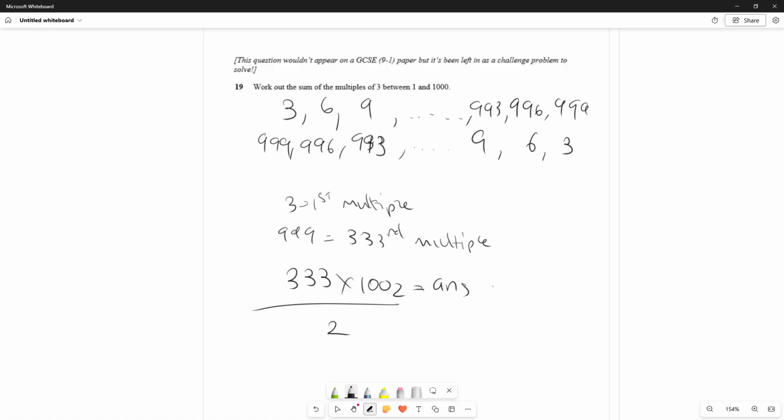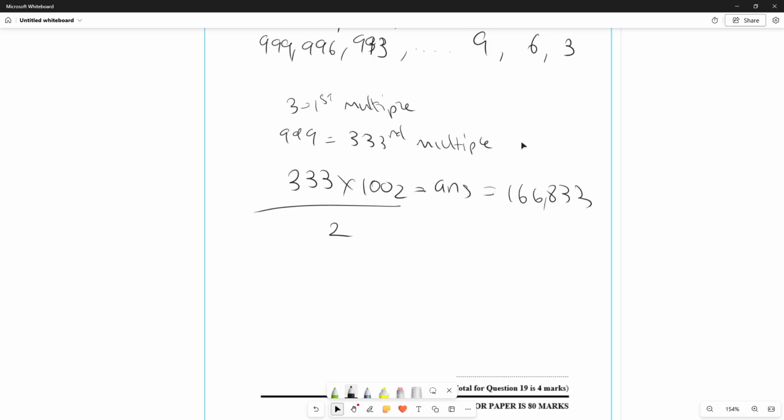And this will give us an answer of, I'm not going to work it out, it's not a GCSE option, it's an optional question, so I'm just going to tell you: 166,833. That's how you do it. I kind of showed you the logic there, and that is enough to get the marks.